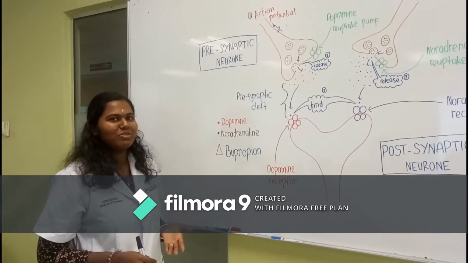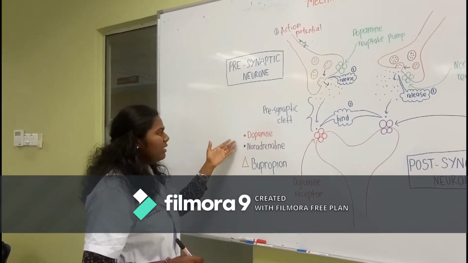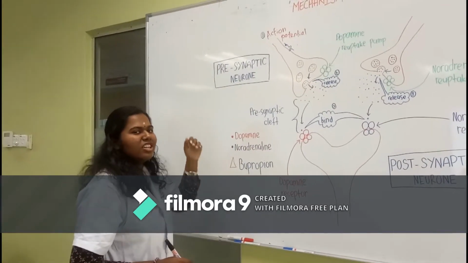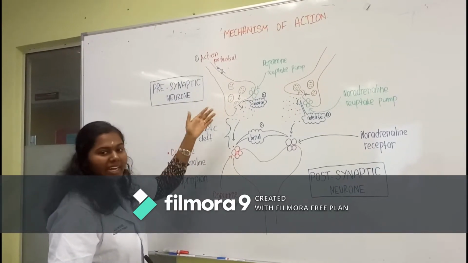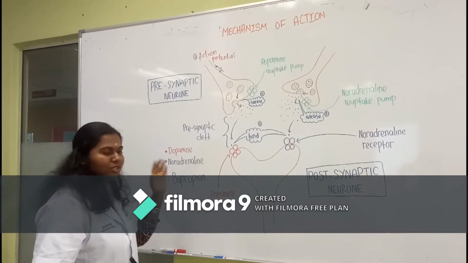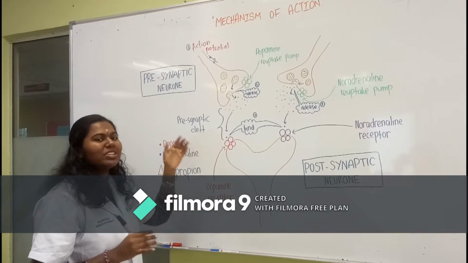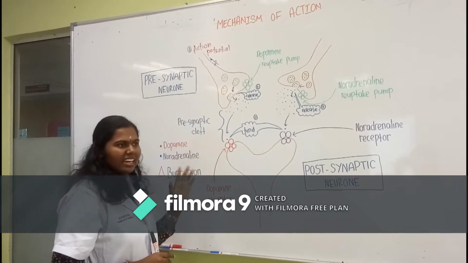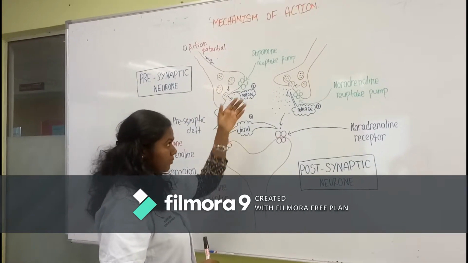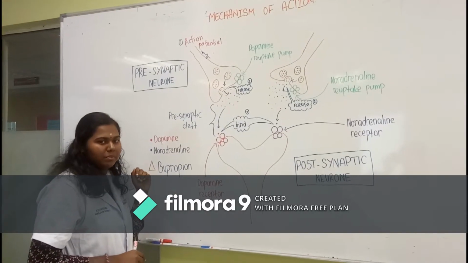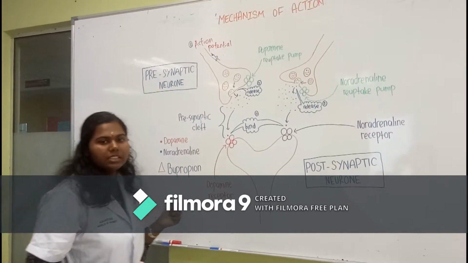Going on with the mechanism of action of bupropion. The neurotransmitters involved in this mechanism of action are dopamine and noradrenaline. An action potential in the presynaptic neurons will cause the vesicles to bind and release dopamine and noradrenaline into the synaptic cleft. Dopamine and noradrenaline will bind the postsynaptic receptor sites, resulting in an action potential. Most of the neurotransmitter will be reabsorbed into the presynaptic neurons via the reuptake pump. Once reabsorbed, they are stored in the synaptic vesicles or degraded.